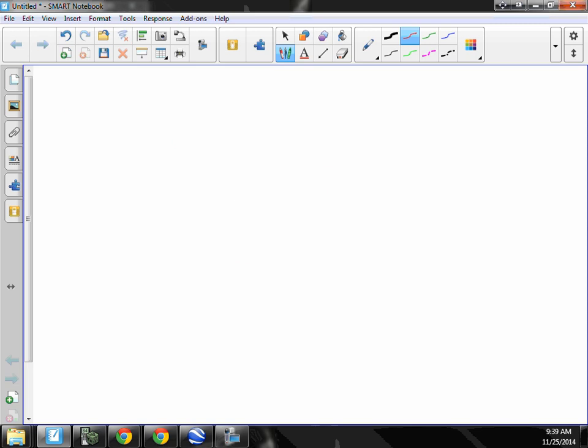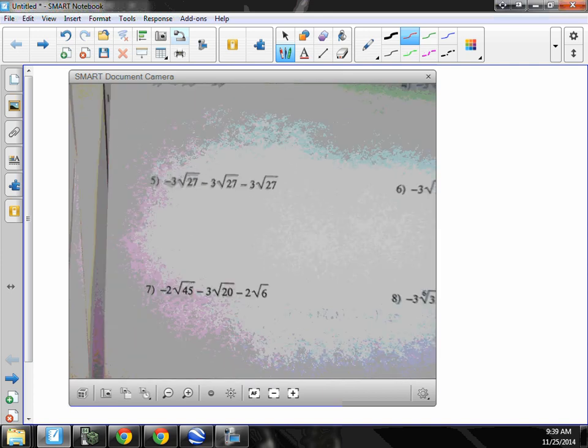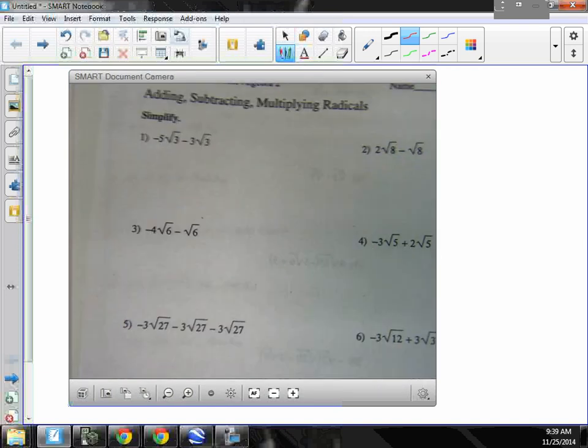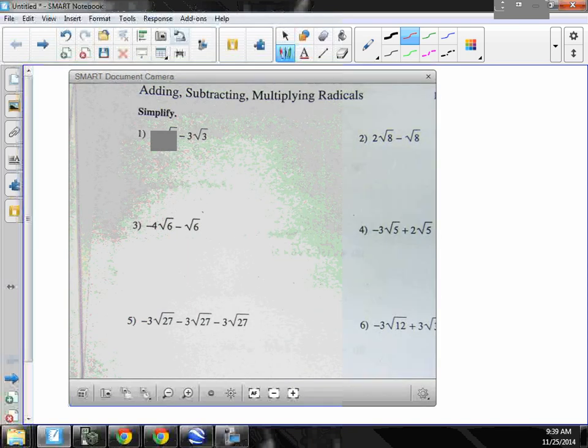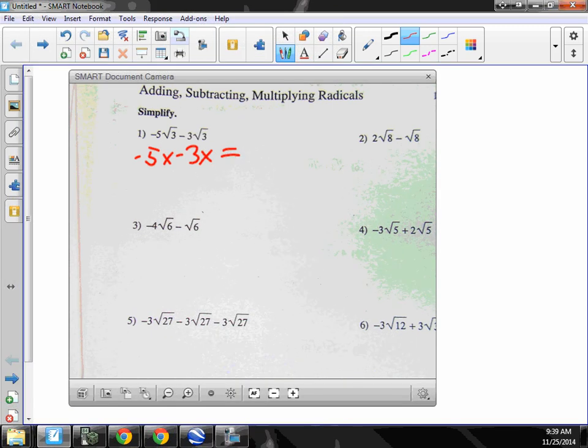So take a look at your worksheet. So for number 1, I'm going to treat this as though it were x's. Negative 5x minus 3x would give me what? Negative 8x. Yes.